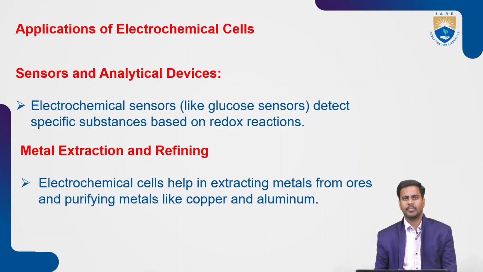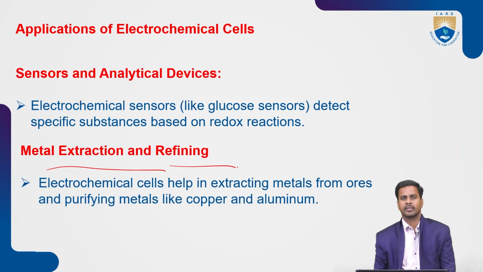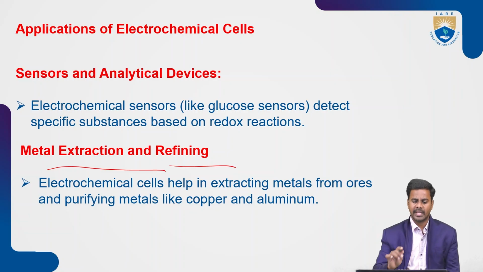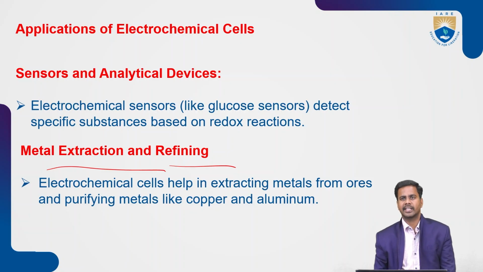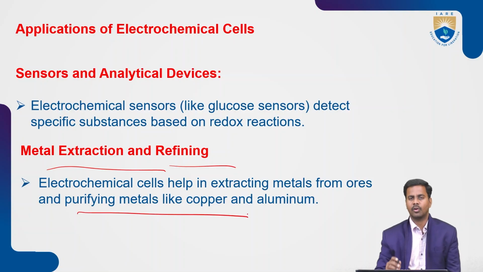Next important application of electrochemical cells is metal extraction and refining. Electrochemical cells help in extracting metals from ores and purifying metals like copper and aluminum.